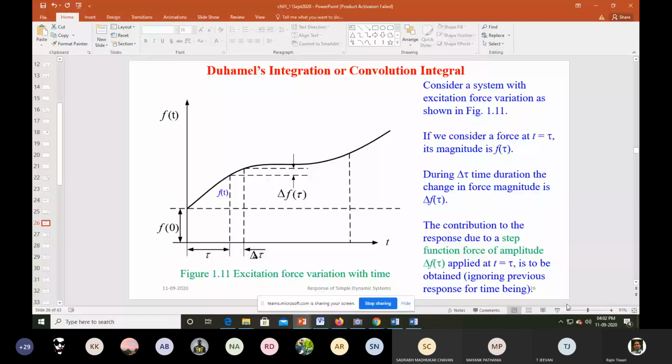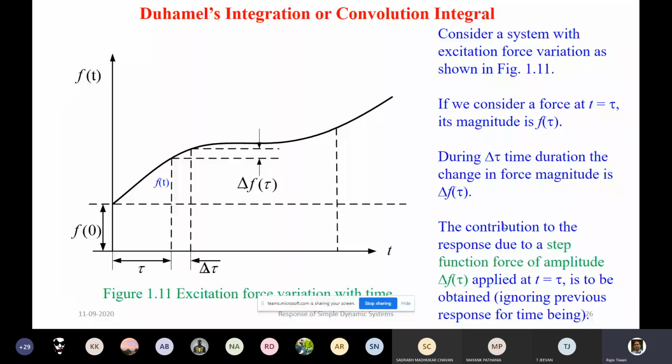So today we will see the Duhamel integral, or the convolution integral. This integral helps us to find out the response of a system, especially for a single degree of freedom system, a spring, mass, and damper system, how we can find out the transient response of a system.